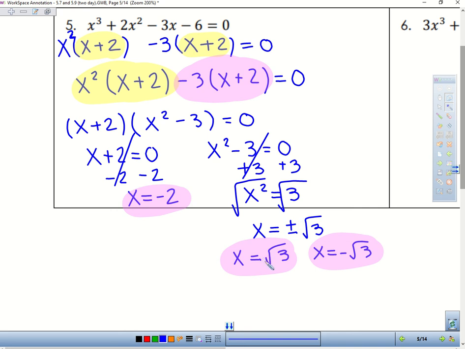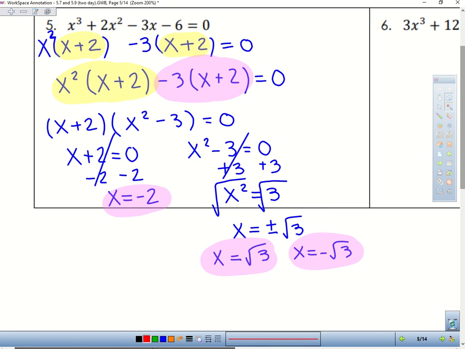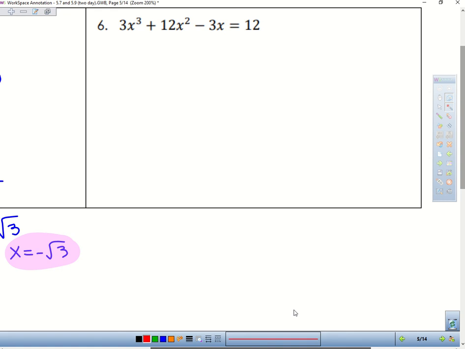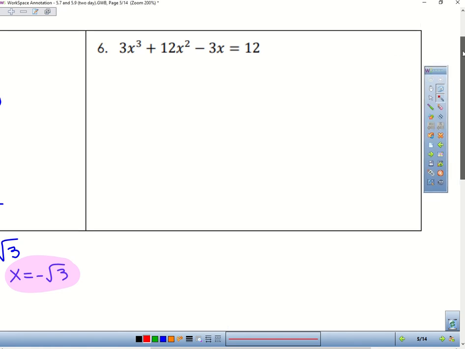All right, what do you think about grouping? Easier. Easier? You want to try one more grouping? I don't see why not. Okay, all right, we'll do it. All right, let's try another grouping.